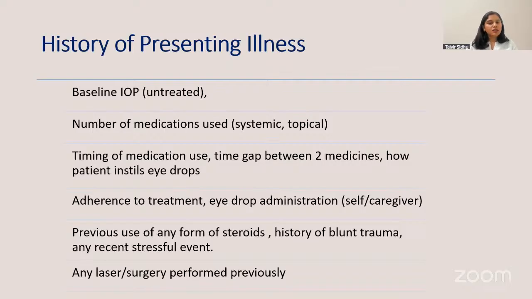In the negative history, it's important to rule out the use of steroids in any form, inhalational or ocular steroids or any oral steroids the patient might have taken. History of blunt trauma is important. Any history of other surgeries performed are also important.